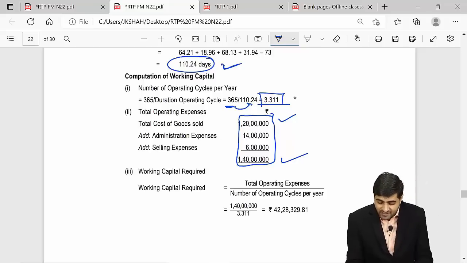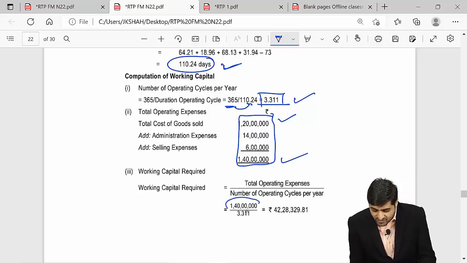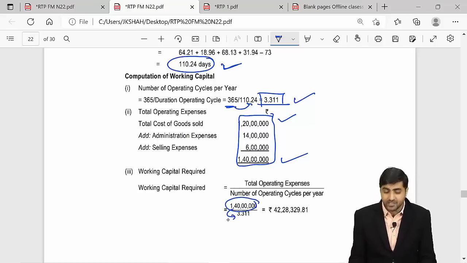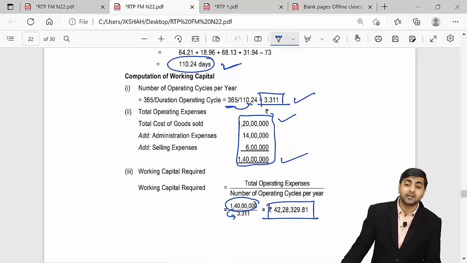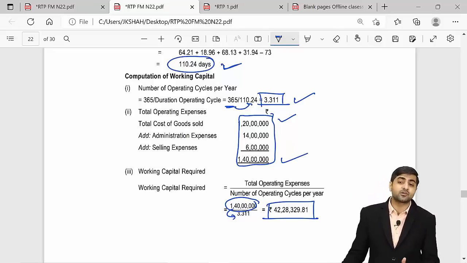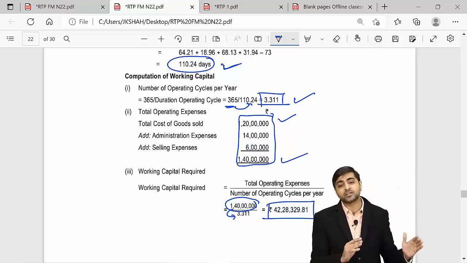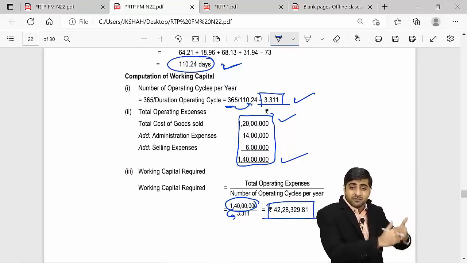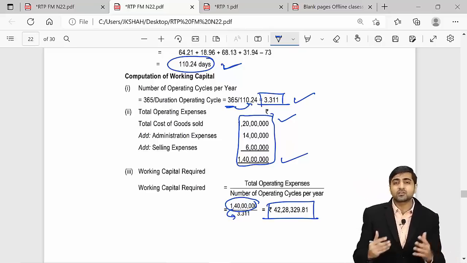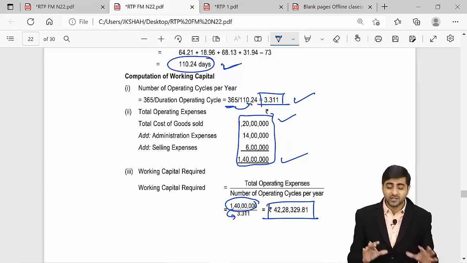It means that you have a cycle of 3.311 times. So this is the money which is required. You simply divide that by 3.311 times. So 42,28,329 or 42,28,330 rupees will be your estimation of working capital. And this is the working capital which will be required for smooth functioning of the business. This working capital will be rotated in the business for 3.311 times, and that's it. This is the working capital which will be required.